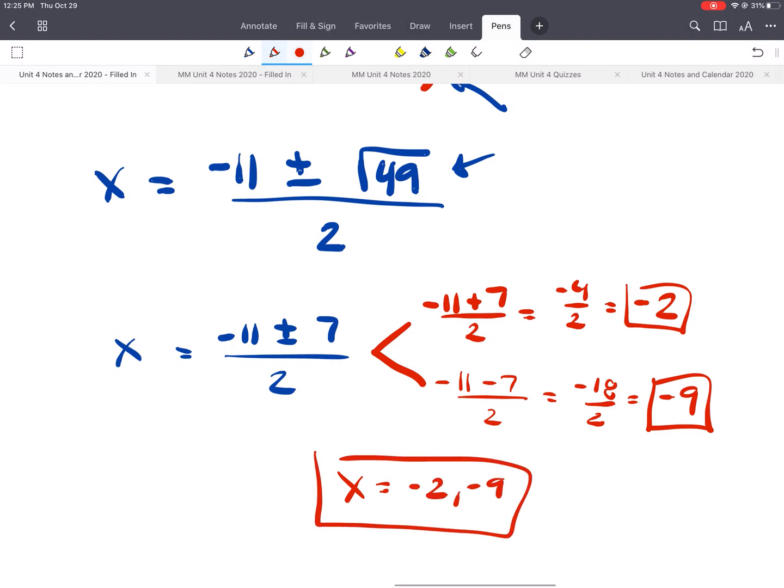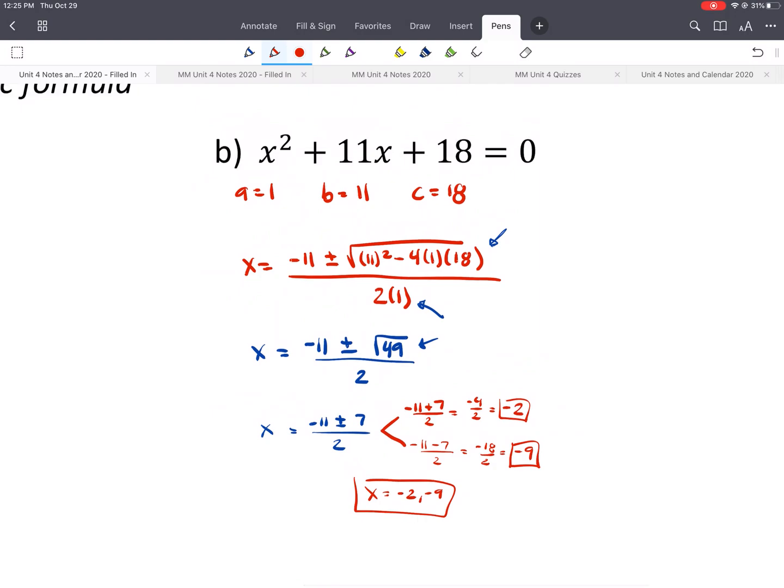Okay, and we could probably check this too. Does that make sense? It looks like we could have used factoring again, because those are 2 numbers that are really nice. If we multiply negative 2 and negative 9, that does give you 18. And, I think I messed something up. What did I do?